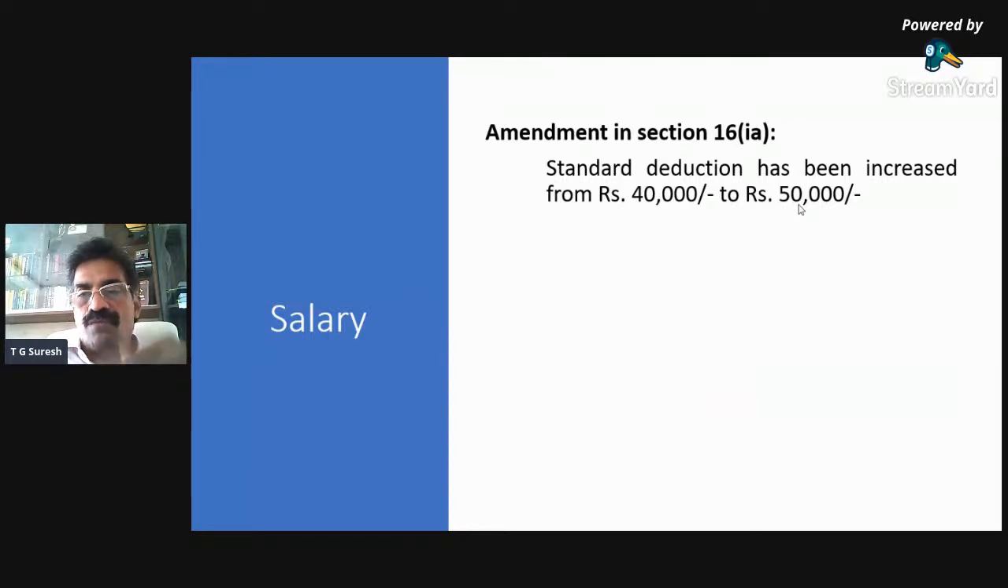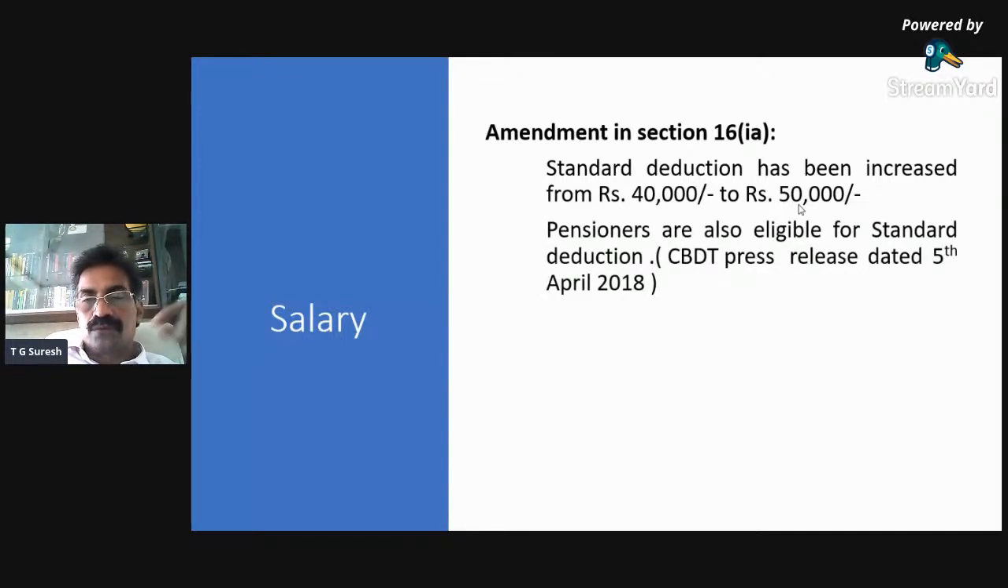When it was moved from 40,000 to 50,000, one logical question which arose was whether the pensioners get this benefit. That is a question. I think we must really compliment the government. They immediately gave a press release that persons who are pensioners are eligible, for two reasons. Because pension is taxable only under the head salaries.